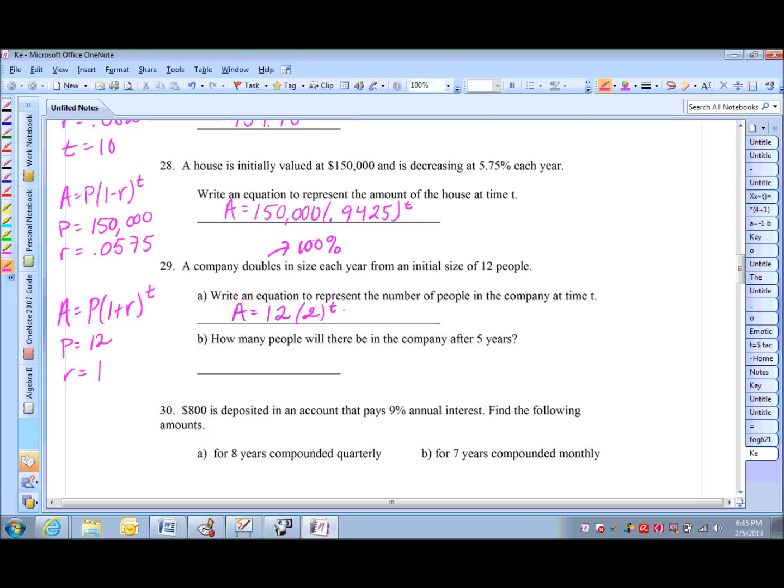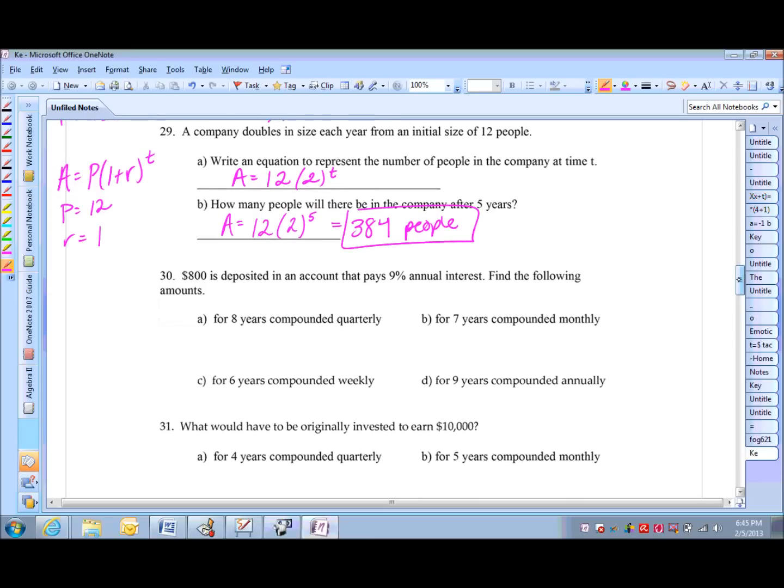In part B, they ask us how many people will there be in the company after 5 years. So the amount of people equals 12 times 2 raised to the 5th power. When we enter that into our calculator, it tells us there's going to be 384 people in the company after 5 years.